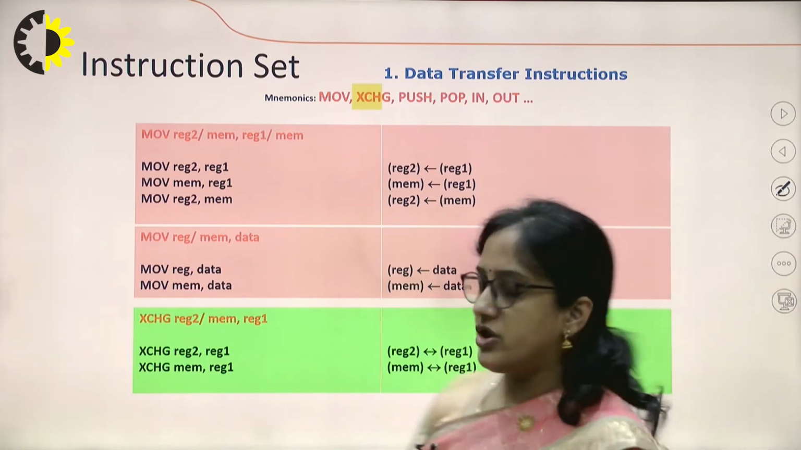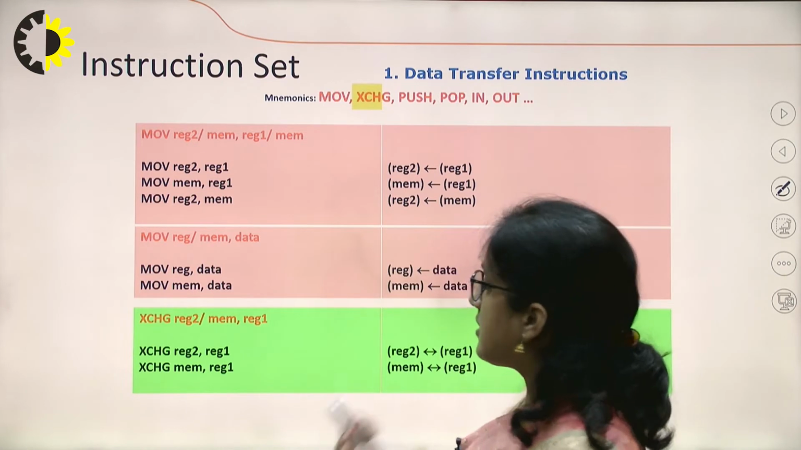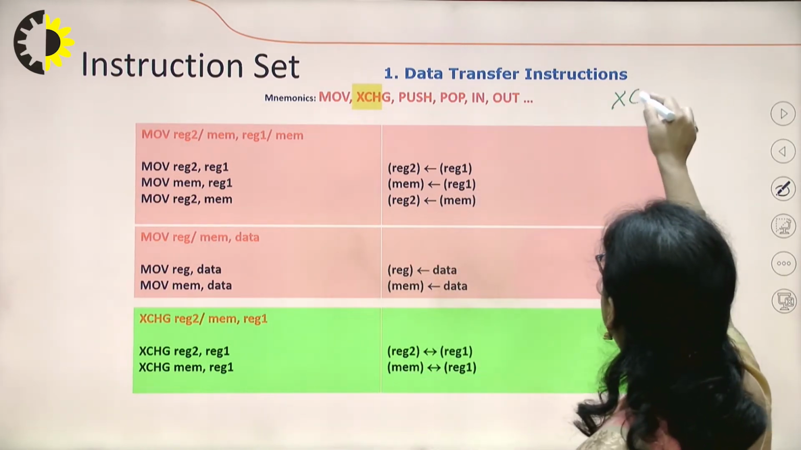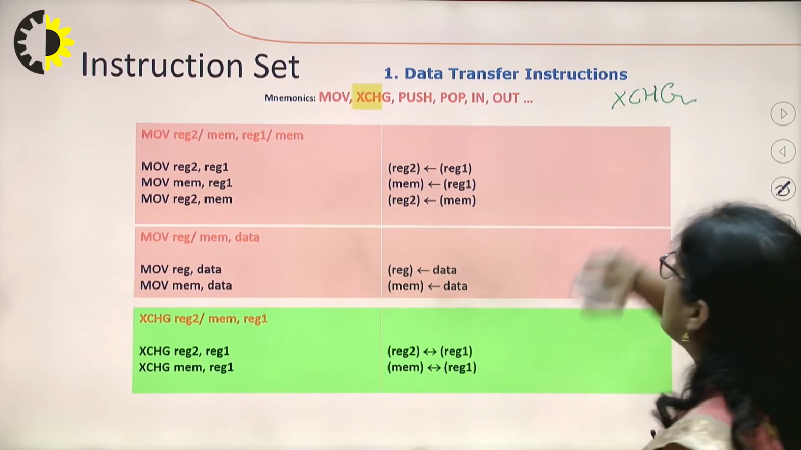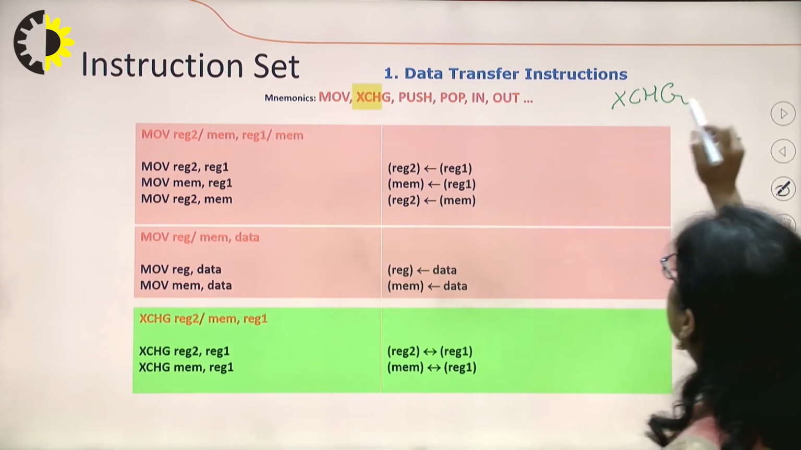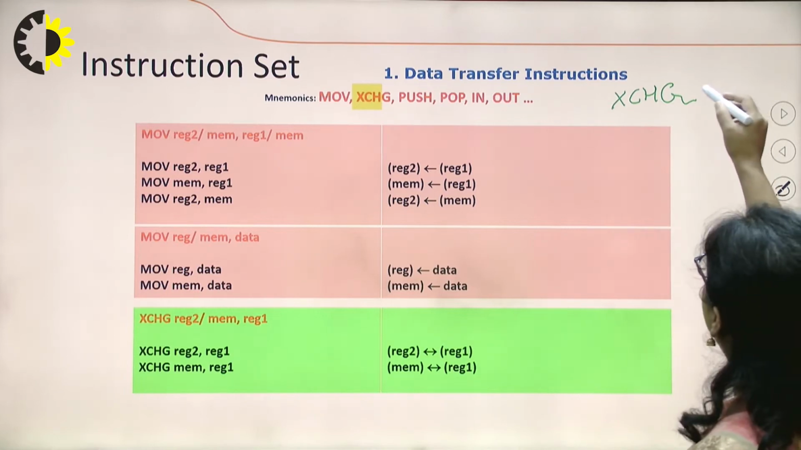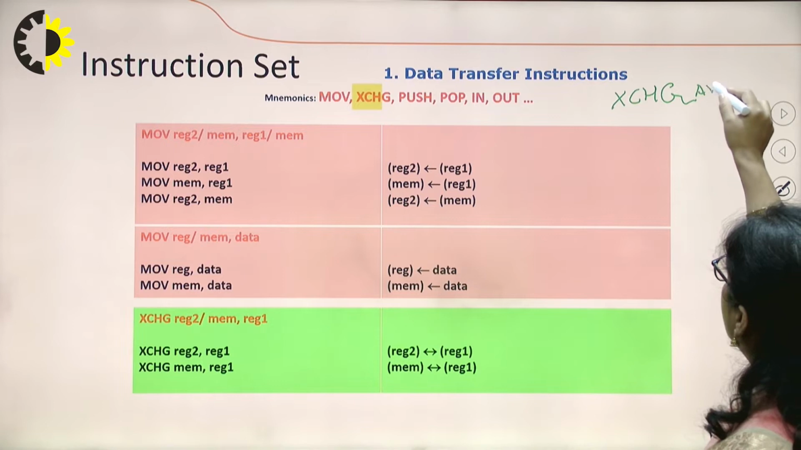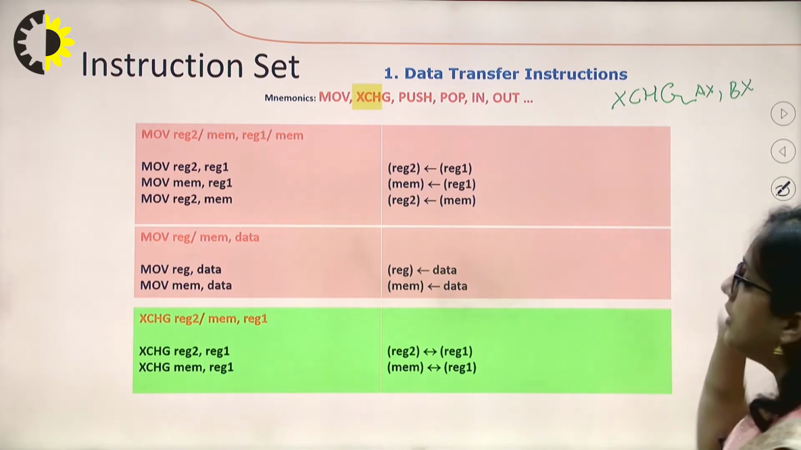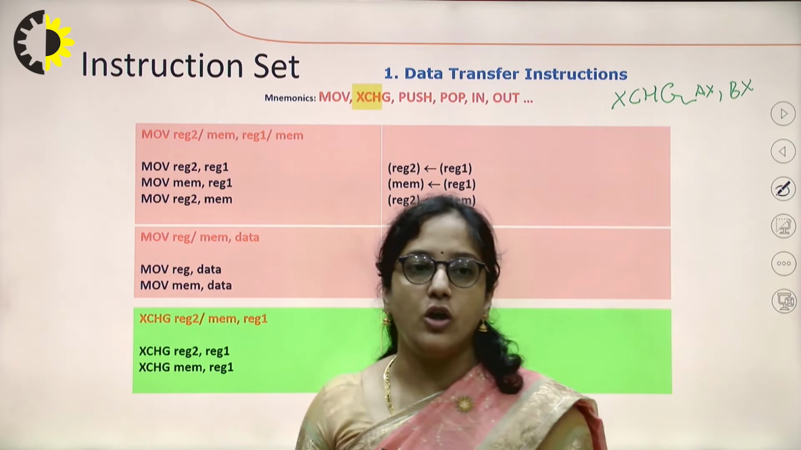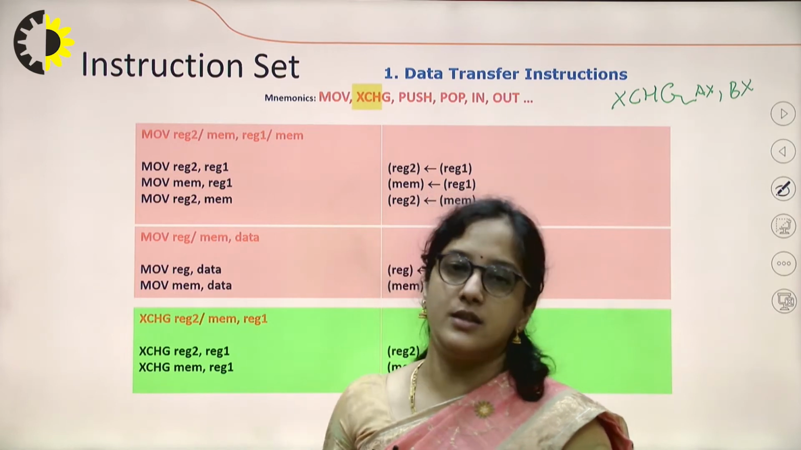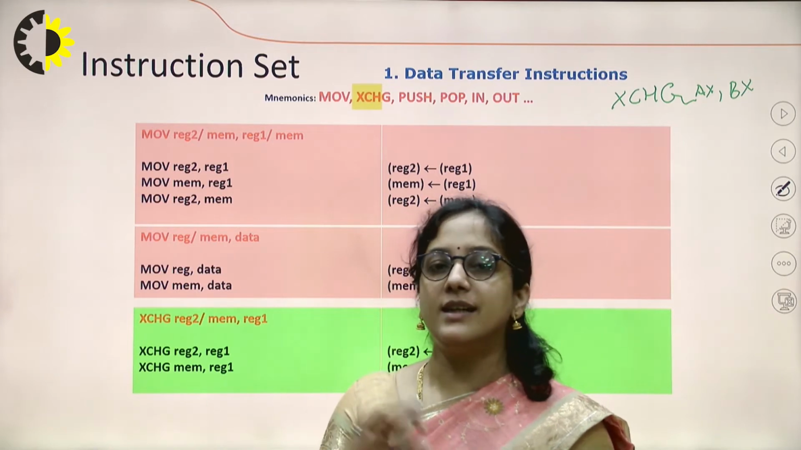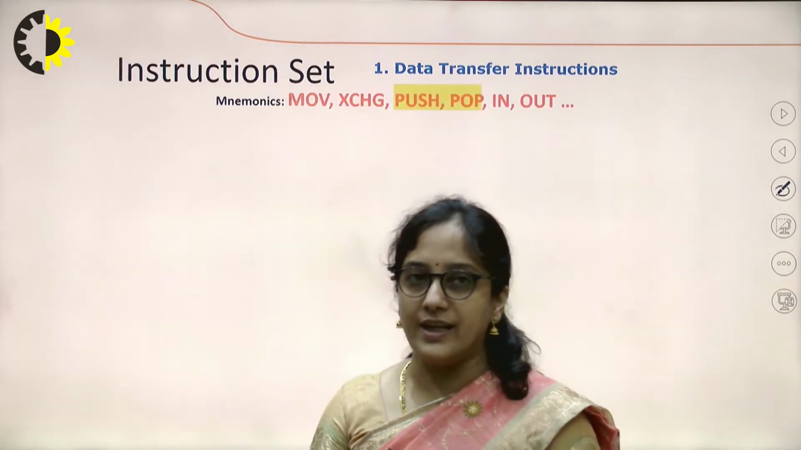Next is exchange. This exchange instruction, XCHG, we have already discussed in 8085 also. Here with XCHG, we can exchange the content of registers, like AX comma BX. We can also perform an exchange between memory and a register. So the content of AX and BX get interchanged by using this instruction, exchange.